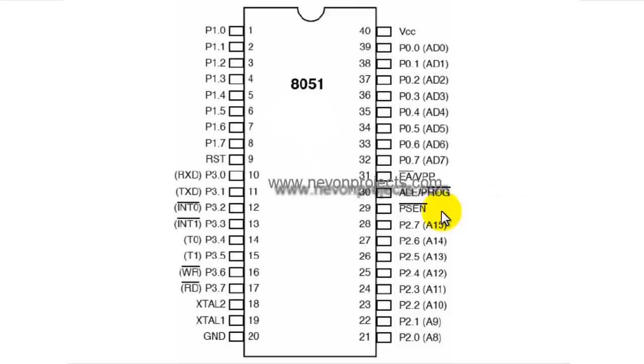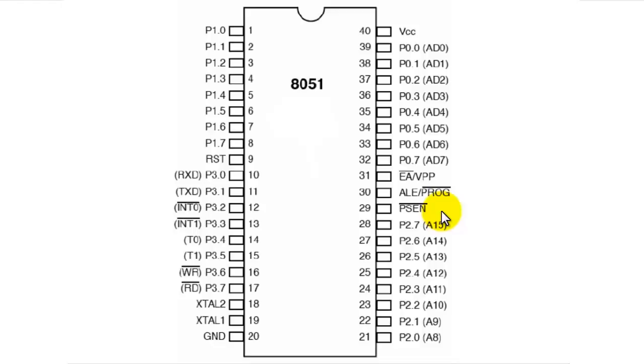When EA bar is held high, it tells the 8051 that the program is in internal ROM and not in an external ROM. So this was the function of EA bar. EA bar should always be high whenever we are using microcontrollers which have internal ROM to store the program in them.